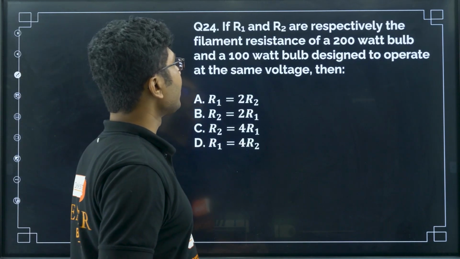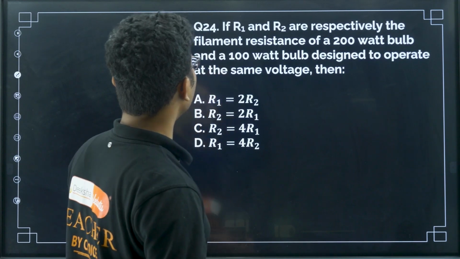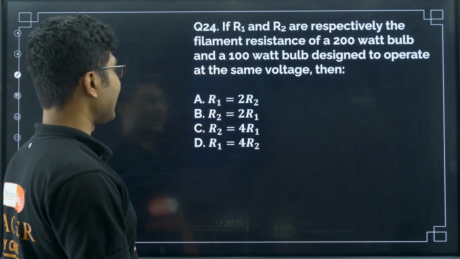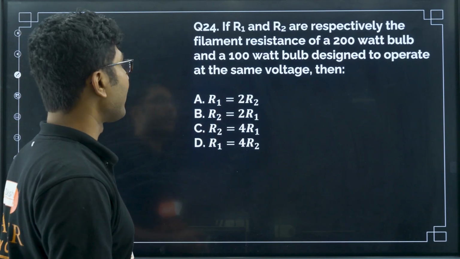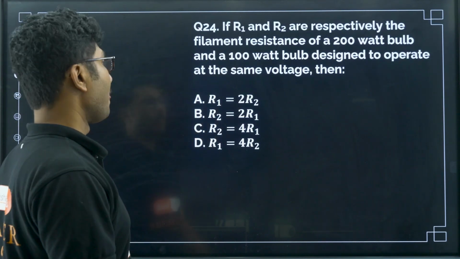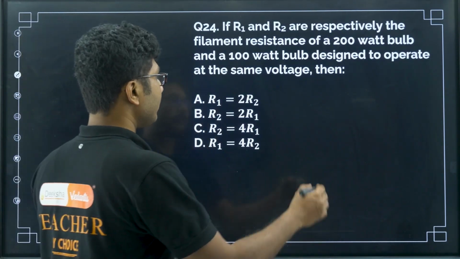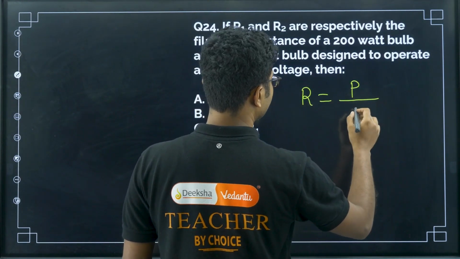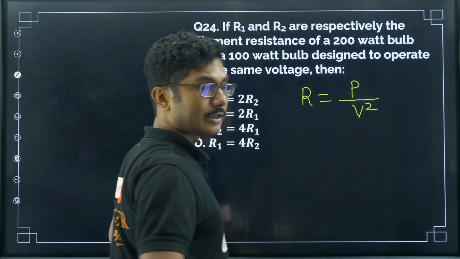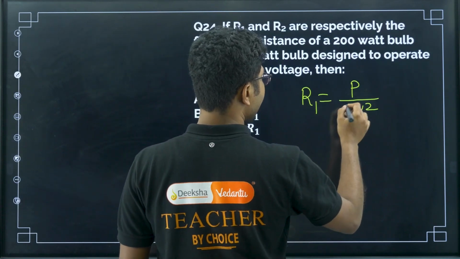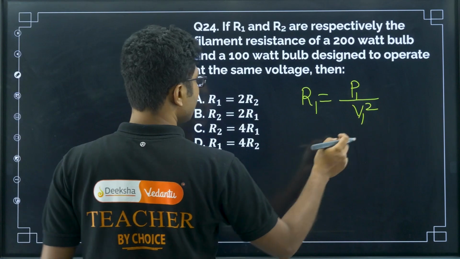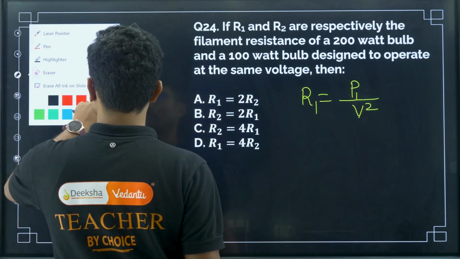If R1 and R2 are respectively the filament resistance of a 200 watt bulb and a 100 watt bulb designed to operate at the same voltage, then which relationship is correct? We know that P equals V squared by R, right, this also I told you. So for the first bulb, say everything is this. Now they are operating at the same voltage. So V is the same for both the bulbs.